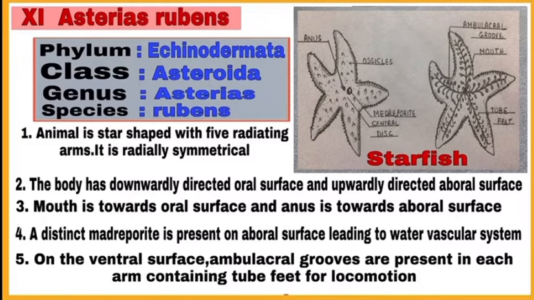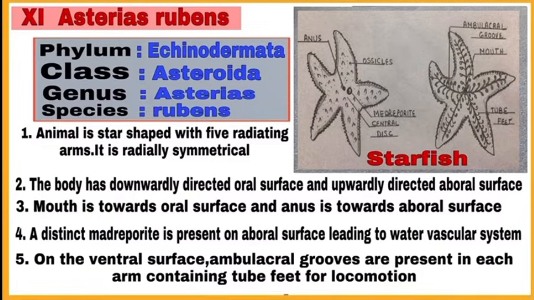Asterias rubens, starfish, belongs to phylum Echinodermata. Animal is star shaped with 5 radiating arms. It is radially symmetrical and the body has downwardly directed oral surface and upwardly directed aboral surface. Mouth is present towards the oral surface and anus is present towards the aboral surface. A distinct madreporite is present on aboral surface leading to water vascular system.